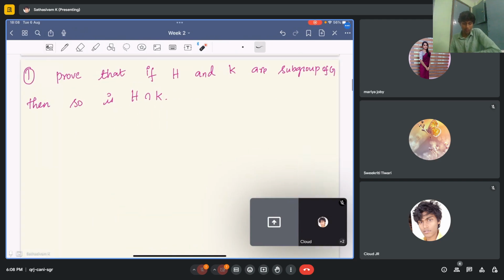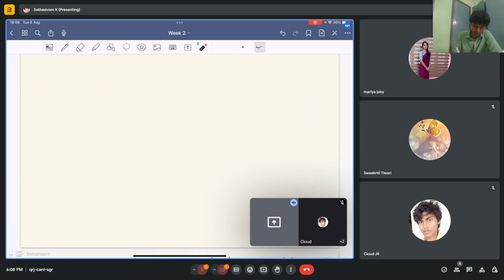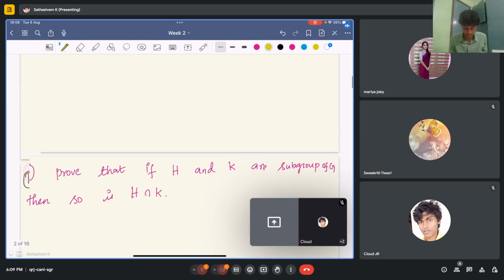So today what we are trying to do is solve some problems related to subgroups and cyclic groups. Also the center and centralizers. And if there is time, then we will also try the homomorphisms. So let's start with the problems related to subgroups.